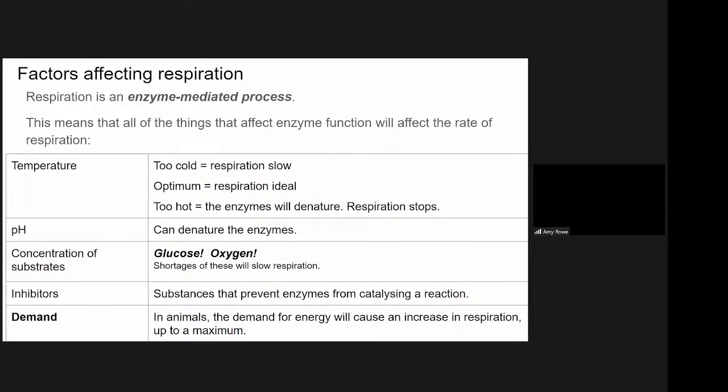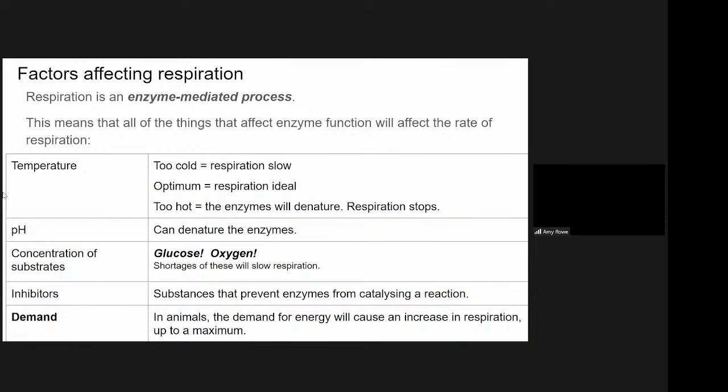So in terms of the factors that affect respiration, remember, respiration is an enzyme-mediated process or an enzyme-controlled process. So all of the things that affect enzyme function are going to affect cellular respiration. If it's too cold, respiration will be slow. At the optimum temperature, you're going to have respiration happening efficiently at the ideal rate. Too hot, and you're going to start losing enzyme function because those enzymes may denature. So if it gets too hot, respiration can stop entirely. pH, again, can be involved in denaturing the enzymes. So once the enzymes denature, you're not going to have any respiration occurring.